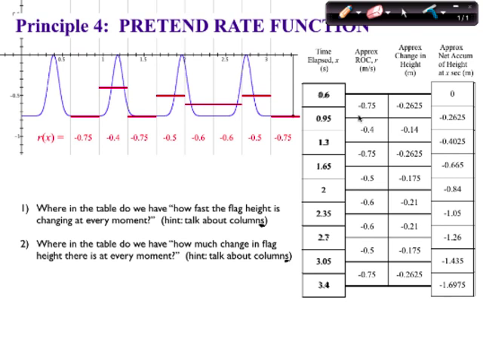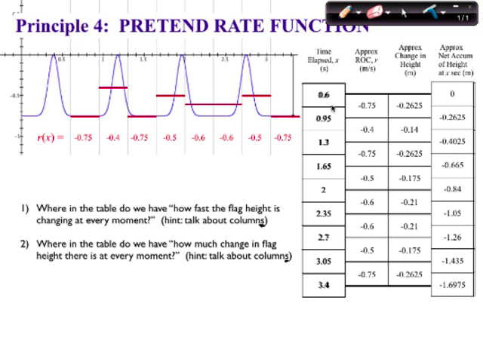We want how fast the height is changing at every moment. Which column is that? I've heard first, third, and fourth. It's the first, time elapsed, right? So this is the rate function. It's rate as a function of time. It's telling us what the rate of change is. So you were right at the beginning. It's the rate of change for every given time.